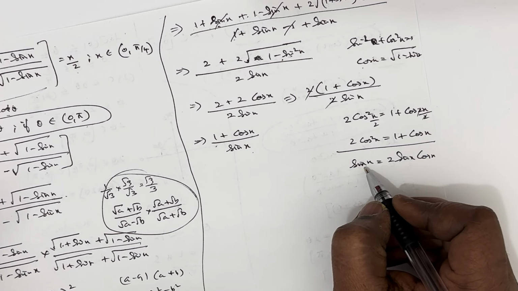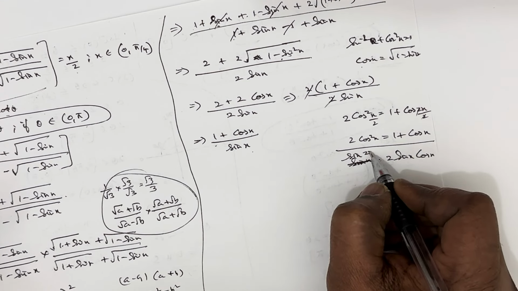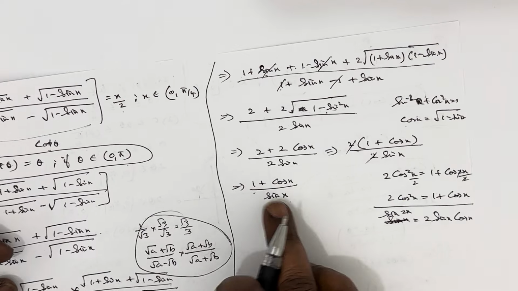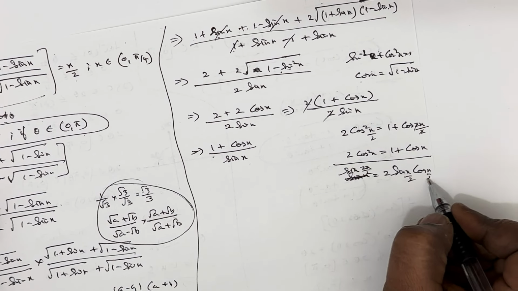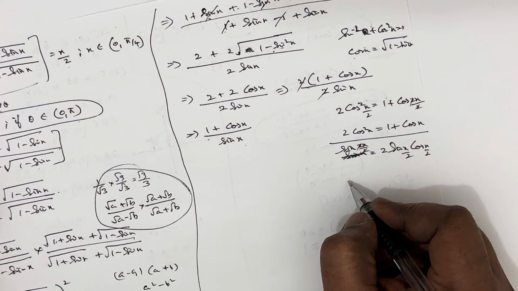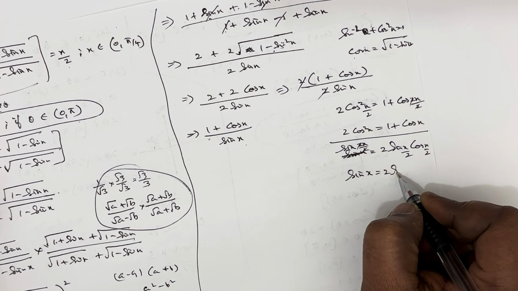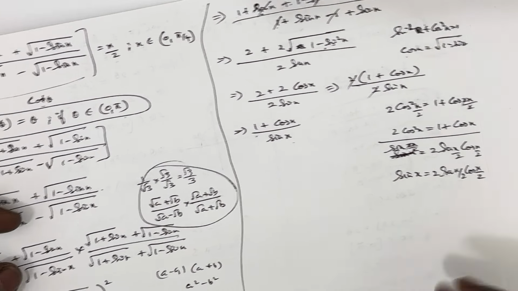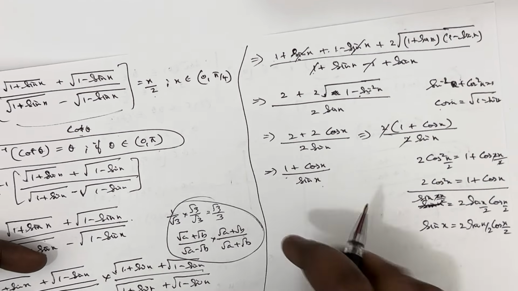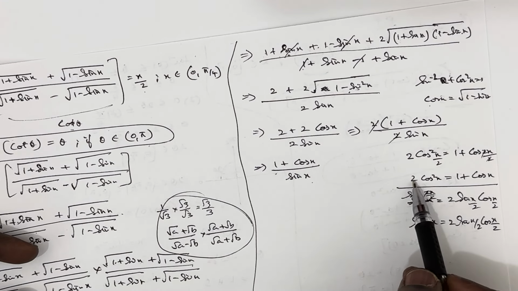Since this is sin 2x, and we need sin x, so let's divide this by 2, and here 2 and here 2, this 2 and 2 get cancelled, you have sin x equal to 2 sin x by 2 cos x by 2. Now let's replace 1 plus cos x with 2 cos square x by 2.